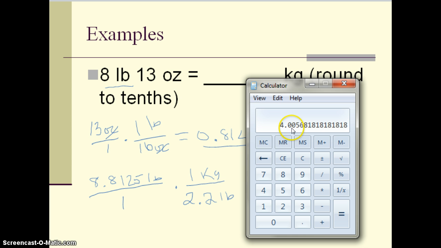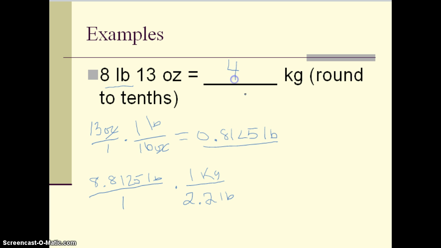Now the thing I have to remember is that in the metric system I'm not allowed to have a trailing 0. So when I go to write my answer, I'm just going to write 4. If it makes you feel better, I can write it down here, 4.00, so that I can see that I rounded that correctly to just 4. When we're dealing with pounds and ounces, it is always a two-step process, so always a little bit longer of a problem.